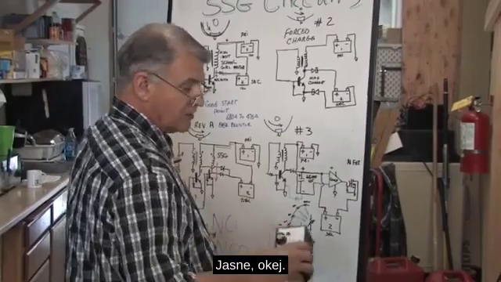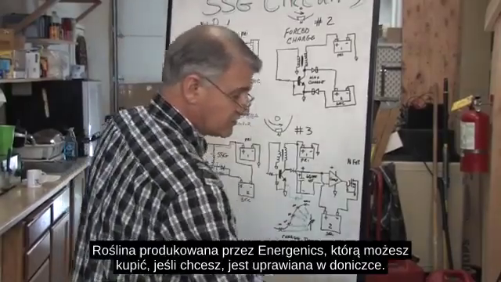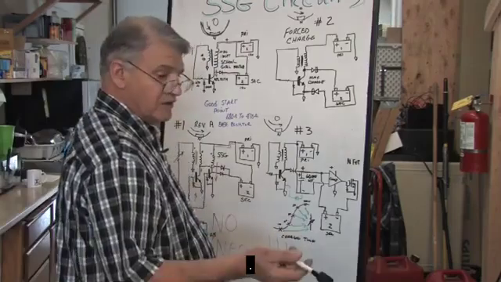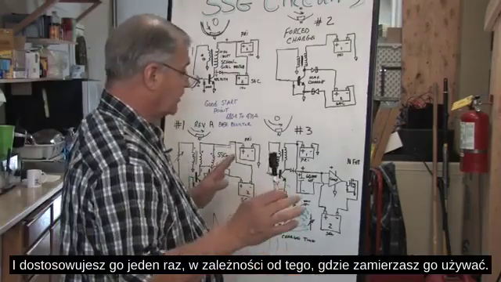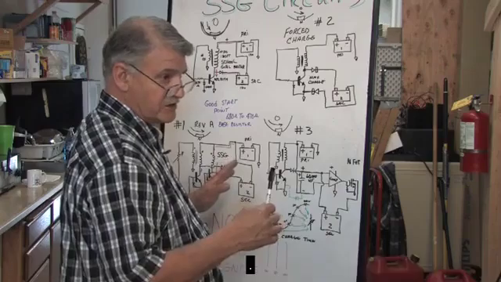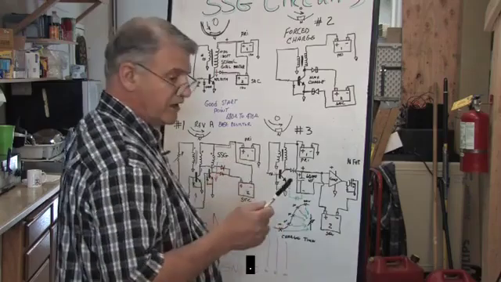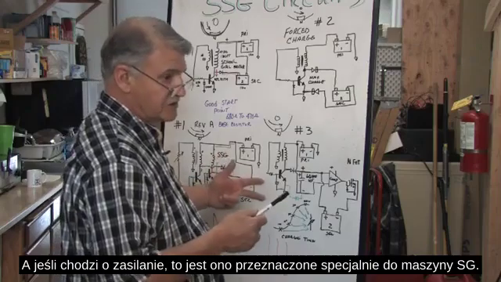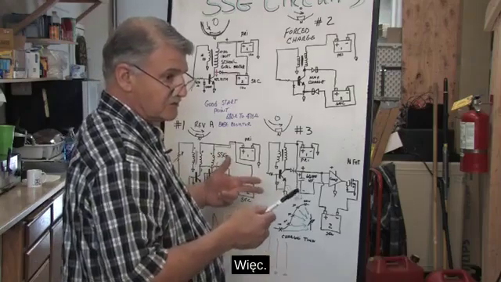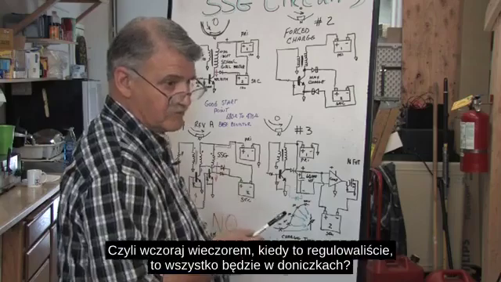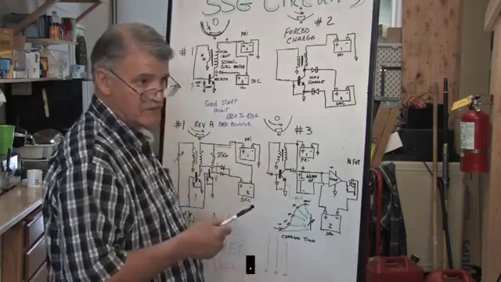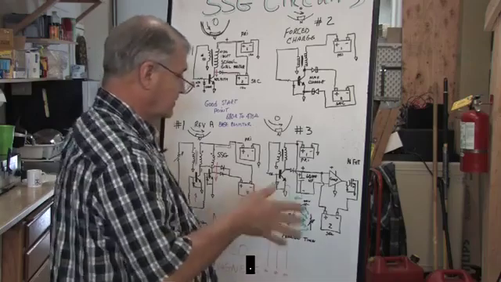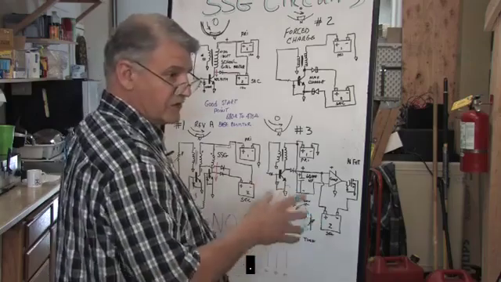The one that Energetics builds, which you can purchase if you want, is potted, and you adjust it one time to wherever you're going to use it. It's not made to put a power supply into. It's made just for the SG machine. So last night when you were adjusting this, this is all going to be potted, so you wouldn't be able to make those micro adjustments? No, you can make the adjustment. Okay, you can. That's left so that you can do that.